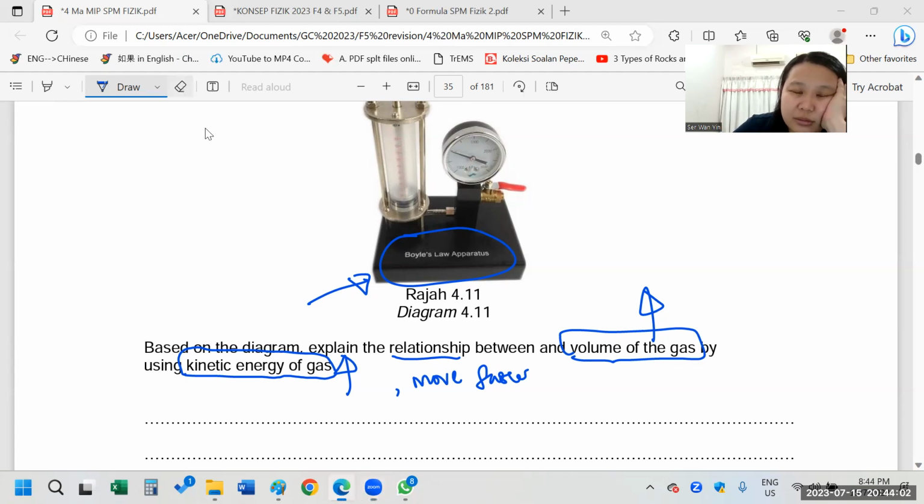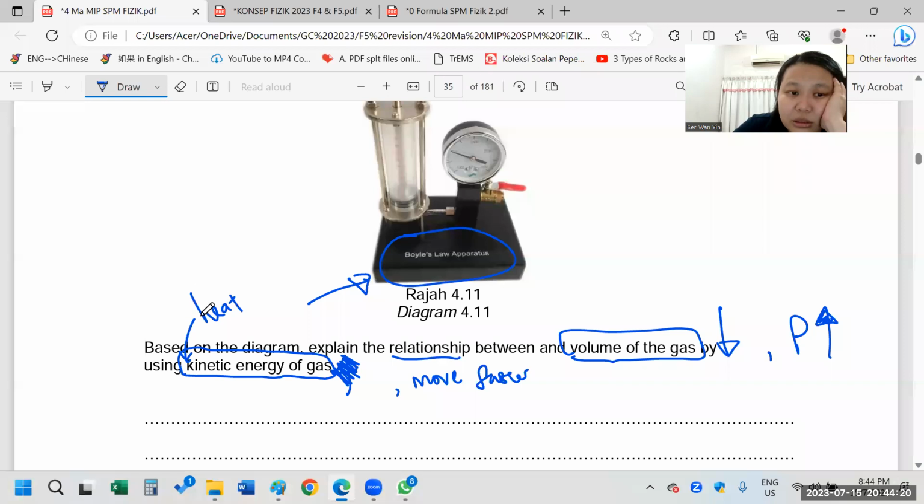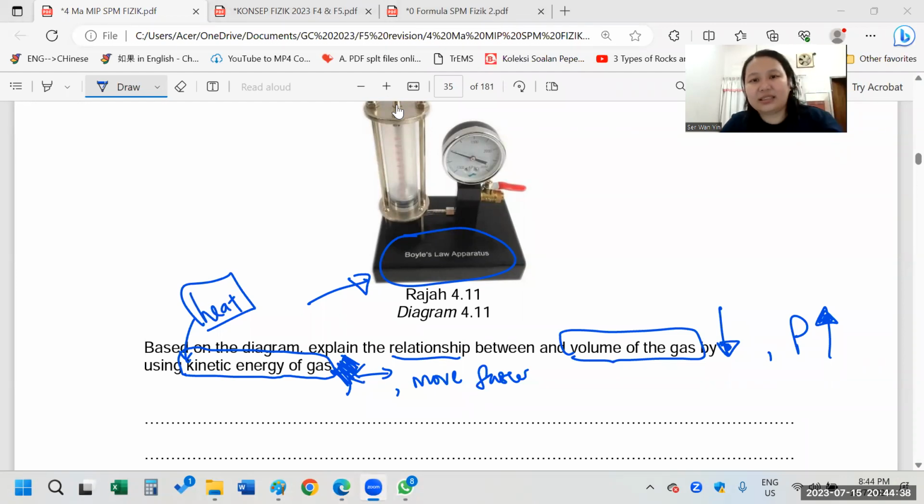Sorry, my fault. I used another law. So when volume decreases, pressure increases. Kinetic energy, sorry, does not change. Kinetic energy comes from heat energy. Since here got no heat energy, so kinetic energy is constant, right? Okay, but volume decreases, pressure increases. Yes, Braden. Frequency of collision on the wall increases. Yeah, Braden, very good.